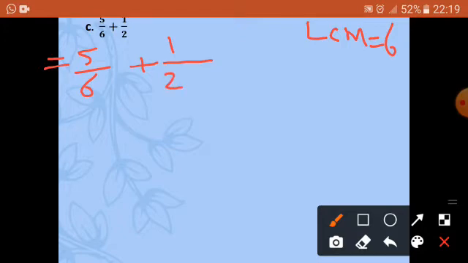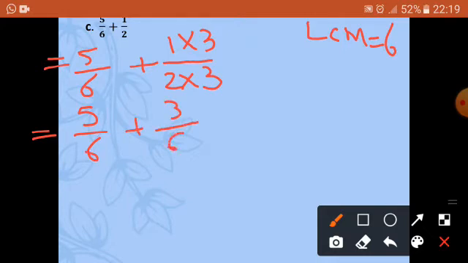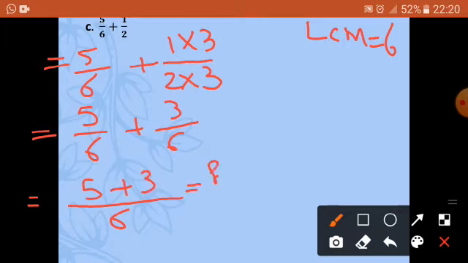This is 2. So how does 6 come in 2 times table? As we all know, 2 times 3 is 6. So the same number should be multiplied with the numerator. 5 sixths plus 3 sixths. After making the denominators same, write the denominator once and then add numerators. 8 upon 6.